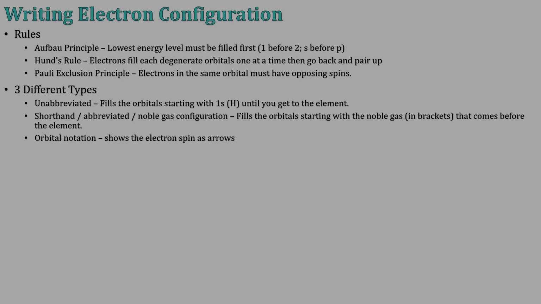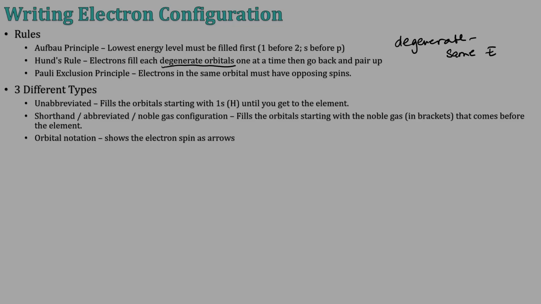First, the Aufbau principle states that the lowest energy level has to be filled first. So where N is 1 has to be filled before N is 2, and S of that same energy level has to be filled before P. Electrons fill each degenerate orbital one at a time and then go back and pair up. Degenerate orbitals means same energy.